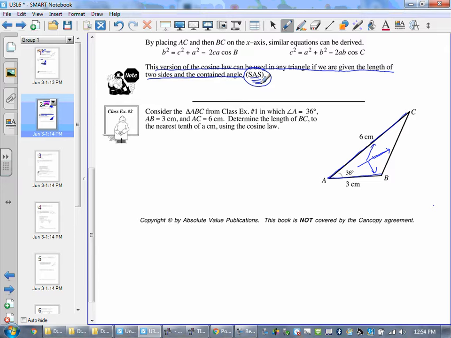So consider our triangle ABC. That was the one they showed us on the first page. We've got angle A as shown of 36 degrees. Length A to B is 3 centimeters. They've drawn that for us. And length A to C is 6 centimeters. They've also drawn that for us. Determine the length of B to C. Wait, Miss Russell, so we're looking for this one.